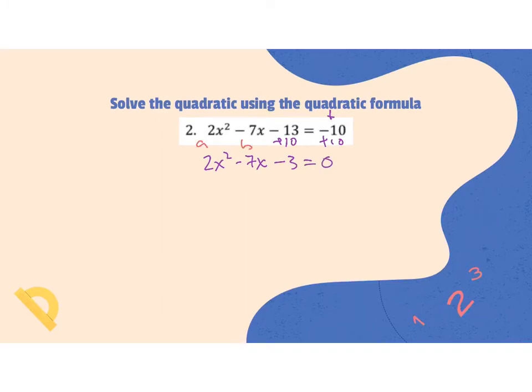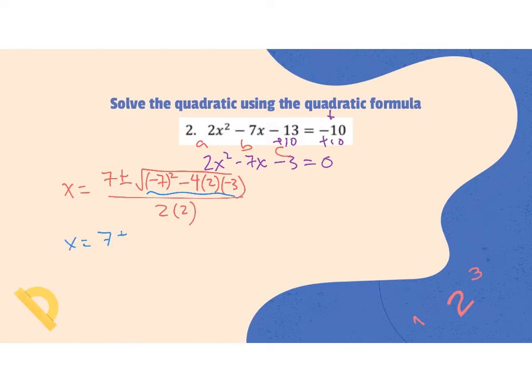Here's my A, here's my B, here's my C. So that's x equals opposite of B, so positive 7 plus or minus the square root of negative 7 squared. Make sure you put that in parentheses. Minus 4 times A, which is 2, times C, which is negative 3. All divided by 2 times A, which is 2. Start under the radical. Negative 7 squared is positive 49.